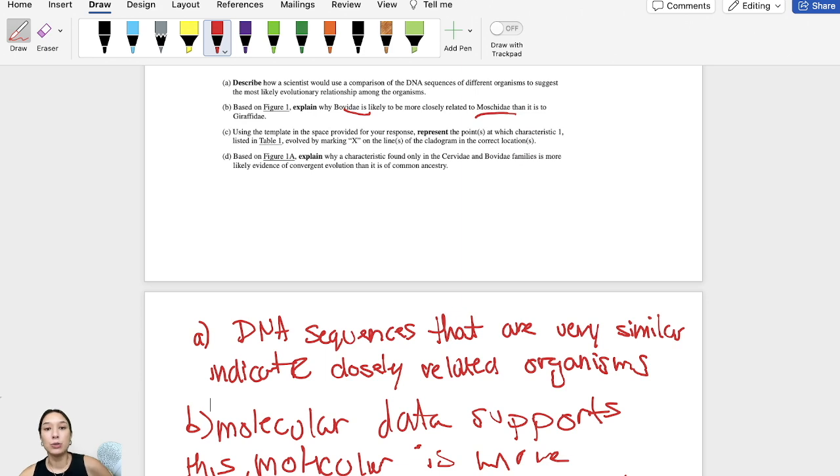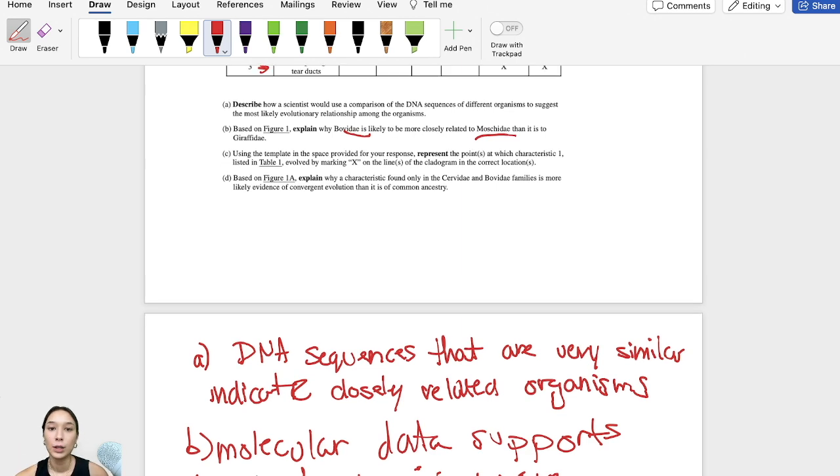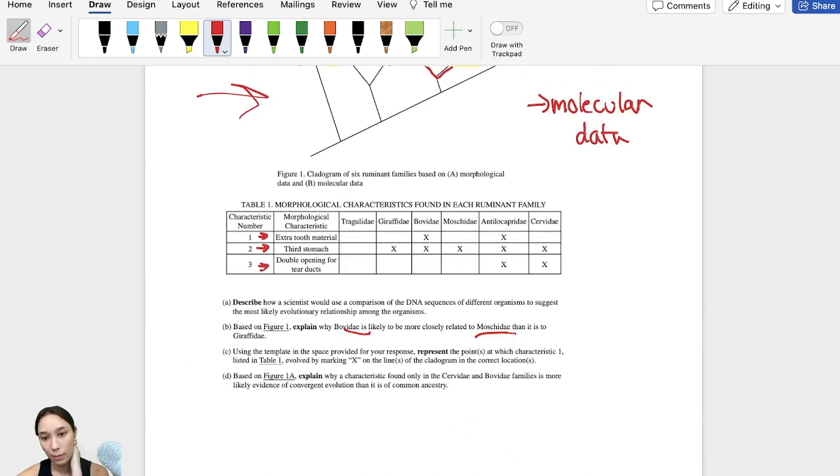Okay, C says, using the template in the space provided for your response, represent the points at which characteristic 1 listed on table 1 evolved by marking X on the line of the cladogram in the correct locations. So they're looking for when characteristic 1 evolved. Characteristic 1 in our table is extra tooth material. So we're not looking at any of the other characteristics. We're looking at these ones.